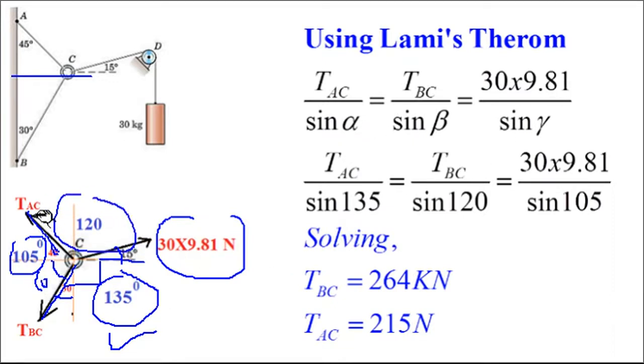Use Lami's theorem. TAC over sine of 135 equals 30 into 9.81 upon sine of 105 equals TBC over sine of 120. Yes, solve any two equations at a time and find out TBC and TAC. Okay, so it is very simple to apply Lami's theorem, or even you can apply resolution, no problem. By resolution also it is very simple. Okay, so this is about equilibrium and a few problems on equilibrium.